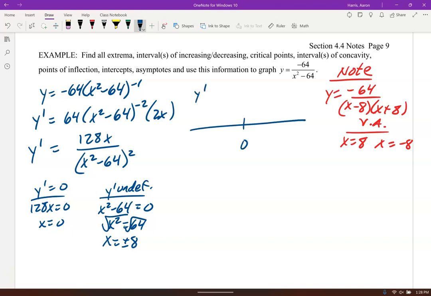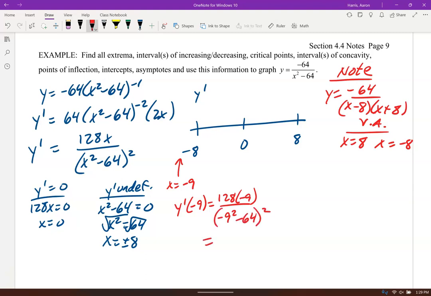So our critical points here are 0. I know it's undefined, so it's not officially a critical point at 8 or negative 8 because it's undefined in the original. So the only official critical point here is actually 0. But again, I'm going to test around them still. It's very helpful to test around them. So let me plug in like negative 9. So y prime of negative 9, I got 128 times negative 9 over negative 9 squared minus 64, all squared. Everything's squared on the bottom, so it's always positive on the bottom. And the top here is negative. So I got a negative over positive, which is a negative.